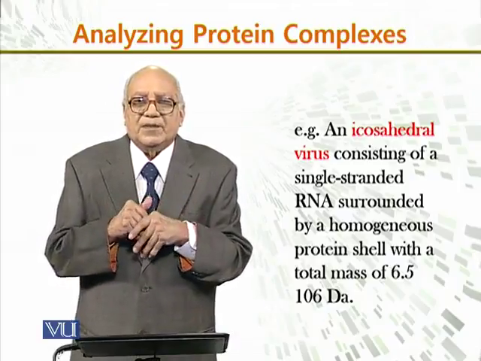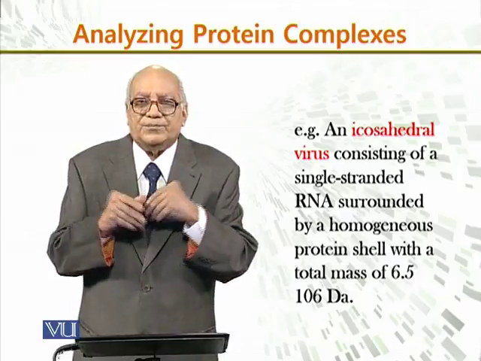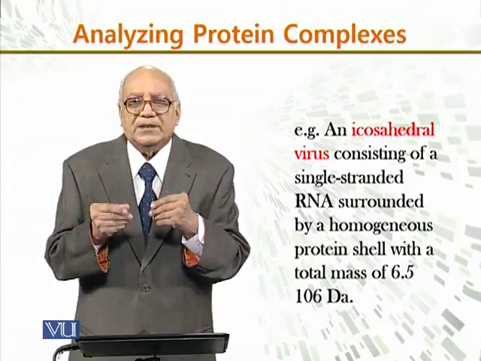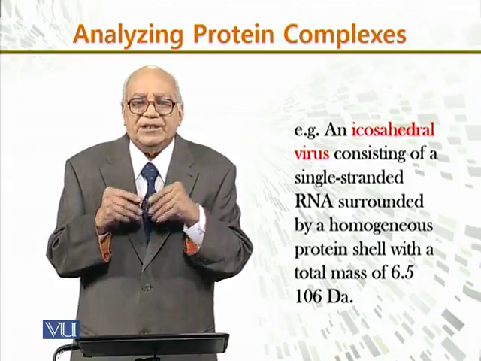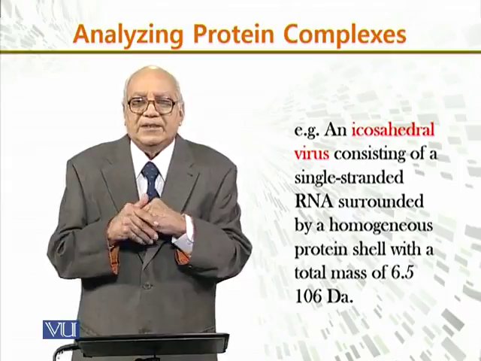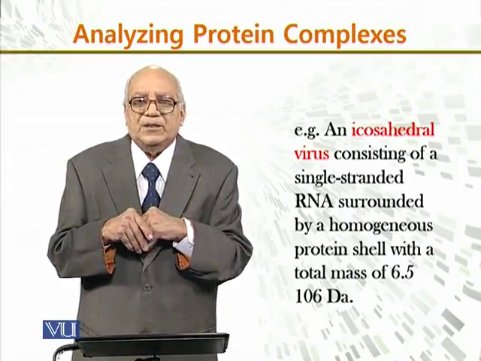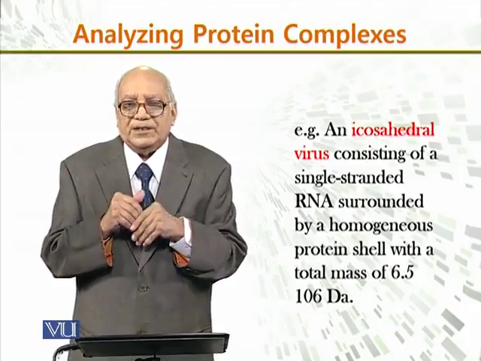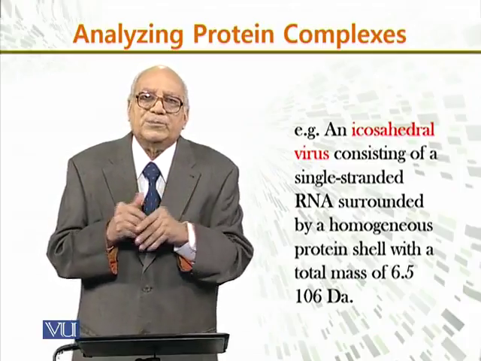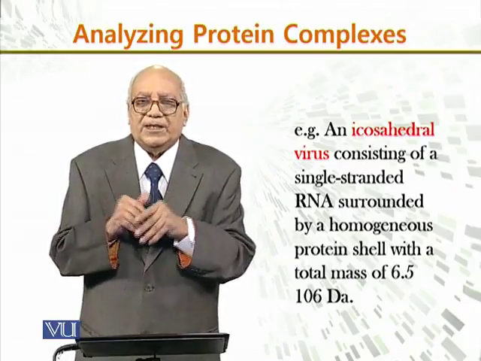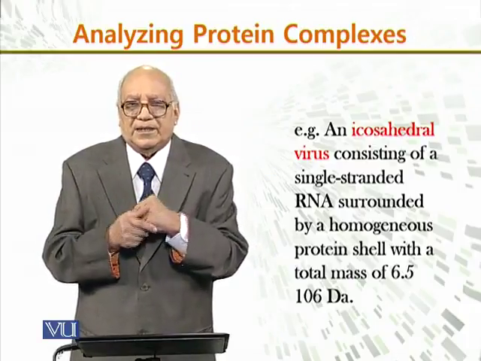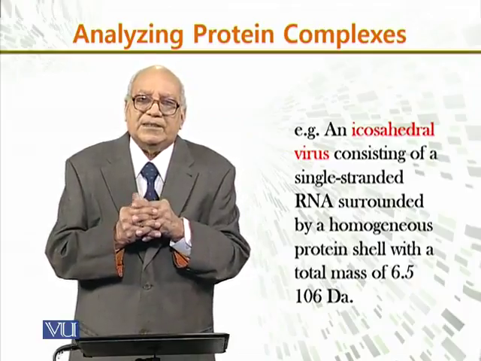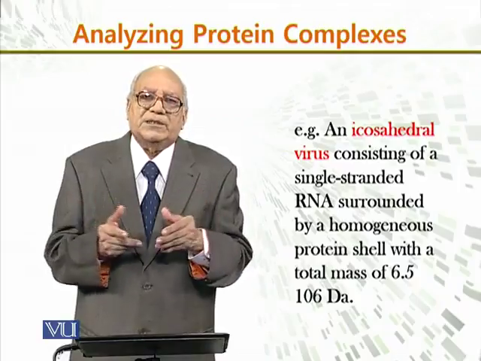Now, an icosahedral virus, which consists of single-stranded RNA surrounded by a homogeneous protein shell with a total mass of 6.5 into 10 raised to power 6, that is 6.5 million Dalton, can also be detected by the mass spectrometric technique.